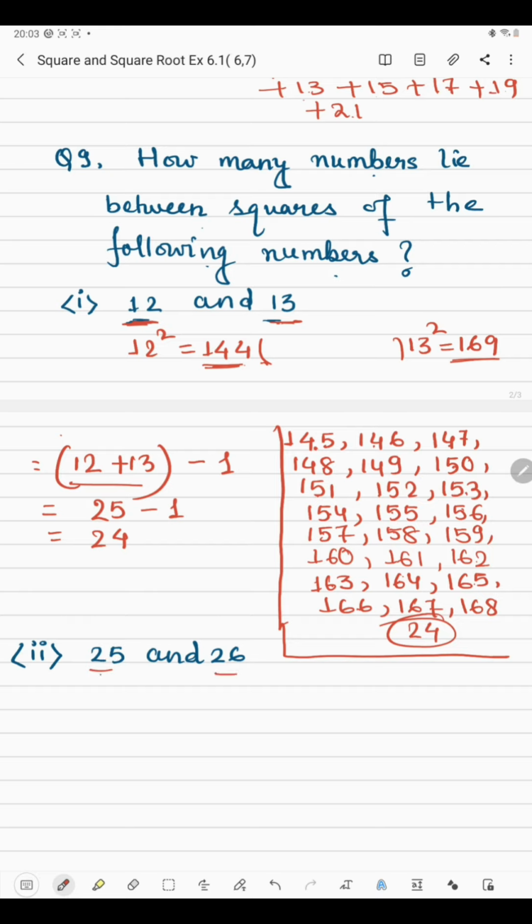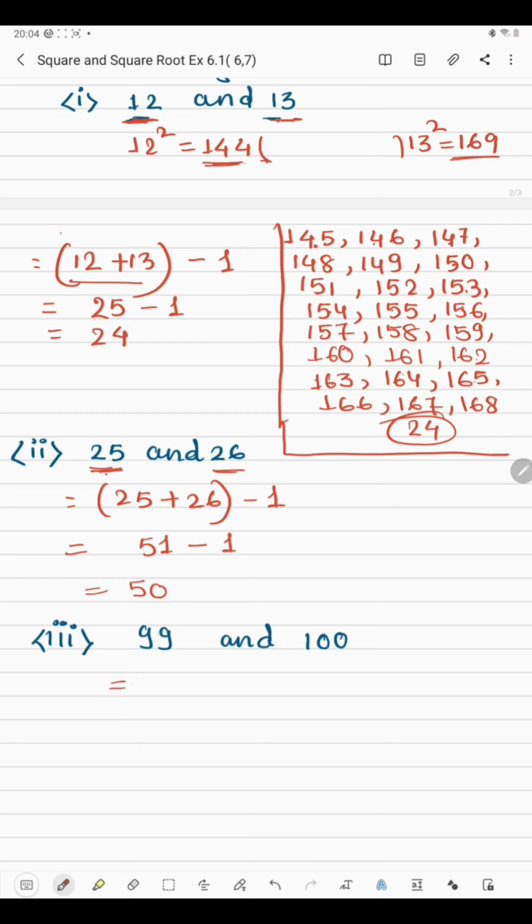Now in the next part we have 25 and 26. Again these two are consecutive numbers. So how will you find the numbers that lie between the square of this and this? So we will have to find the sum of this and this. So 25 plus 26, and from this sum we will have to subtract 1. So 6 plus 5 is 11, 1 carry, 2 plus 2 is 4, 4 plus 1, 5. So 51 minus 1 is 50. So total 50 numbers lie in between the square of 25 and 26.